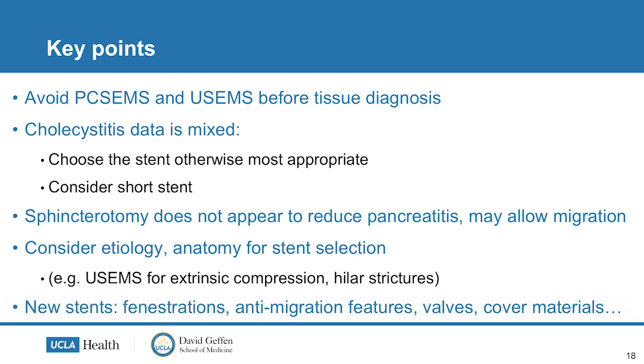And then finally, with this whole talk, all of these principles are maybe true theoretically, but with new stents, some of these things are going to start overlapping. There are fenestrations in covered stents. There may be anti-migration features in covered stents. There may be valves to prevent cholangitis, and there may be new covering materials. I think this area is going to continue to evolve. But overall, there does not need to be as much anxiety as I originally had about choice of stent selection. Thank you.